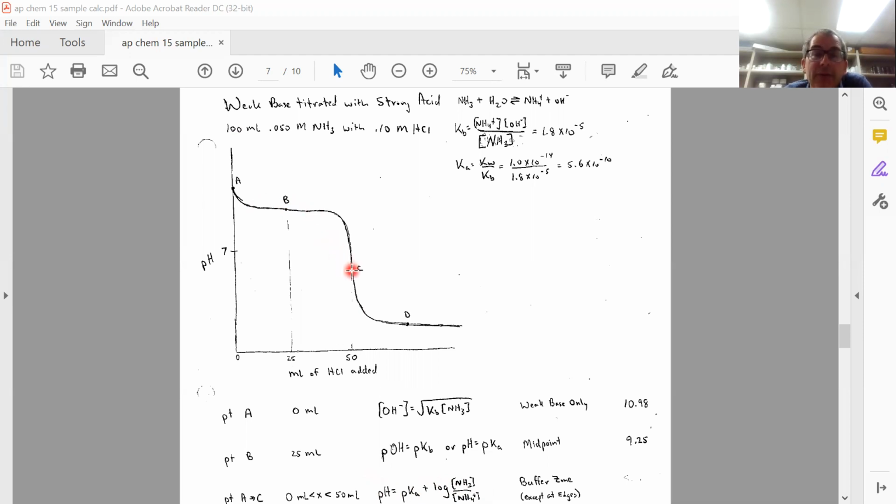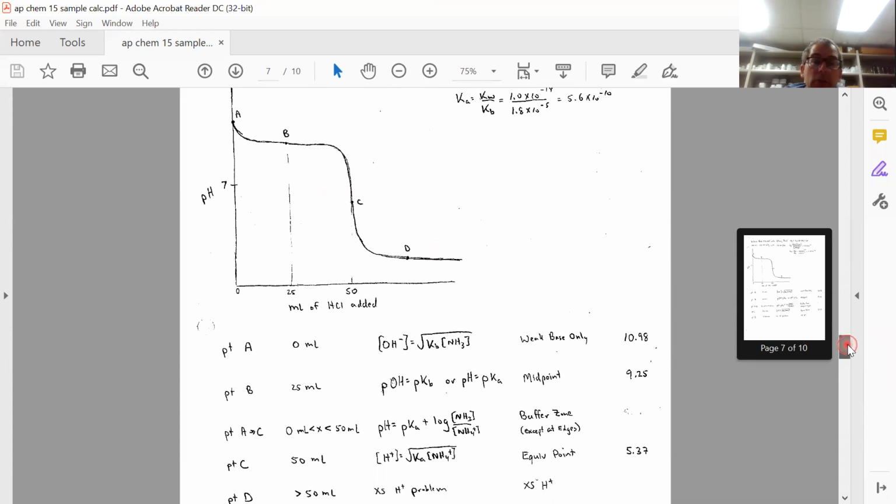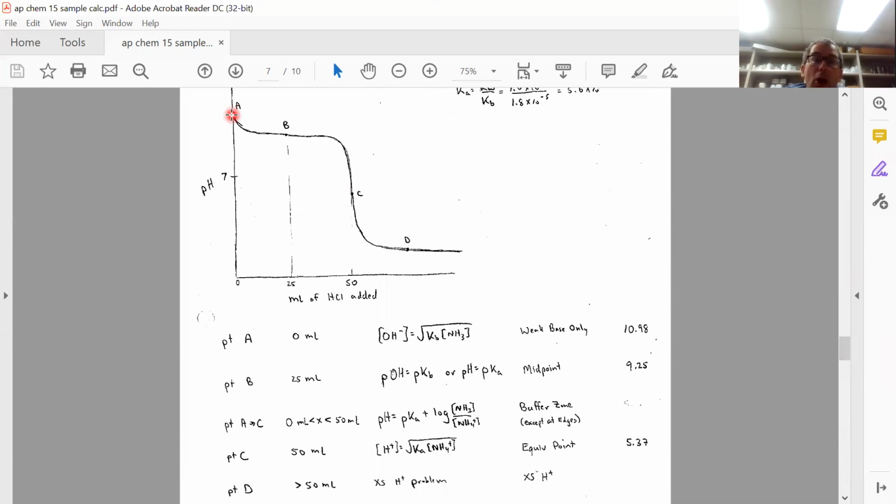Notice this at 50 milliliters will be your equivalence point. At half the equivalence point, pOH equals the pKb for this right here. What happens at point C? You've converted all of the NH3 to NH4 plus. So you're actually solving this like a weak acid problem at the equivalence point, and notice because it is a weak acid, NH4 plus, you get a pH less than 7. Here it ends up being 5.37, and then beyond that, it's like an excess H plus problem.